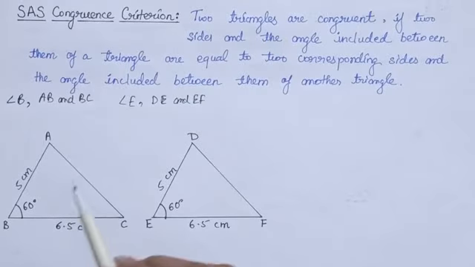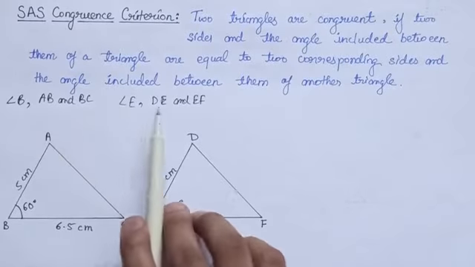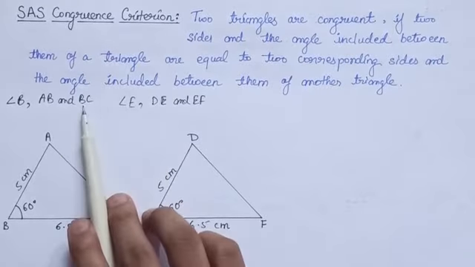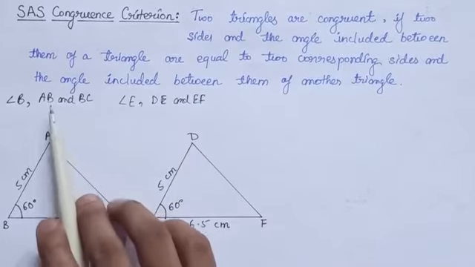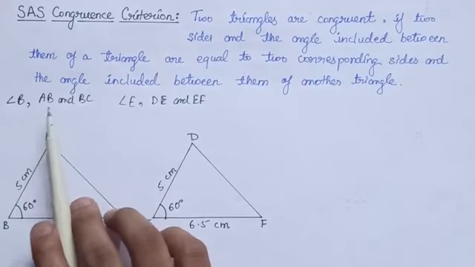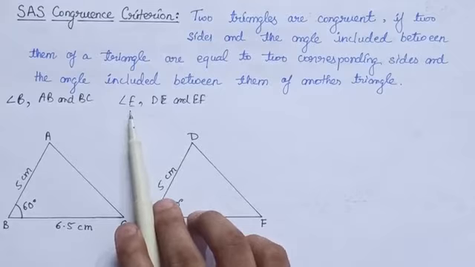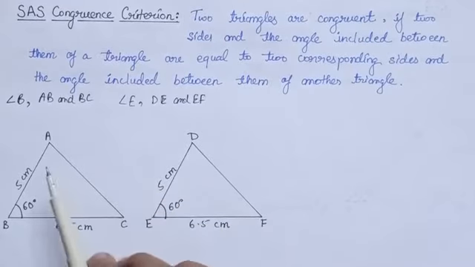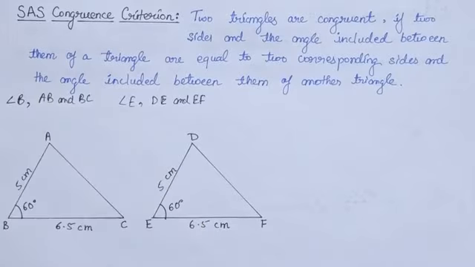So if somehow we can show the side AB is equal to the side DE, the side BC is equal to the side EF, and the angle included between the sides AB and BC, that is angle B, is equal to the angle included between the sides DE and EF, that is angle E, then we can say these two triangles are congruent by SAS congruency.